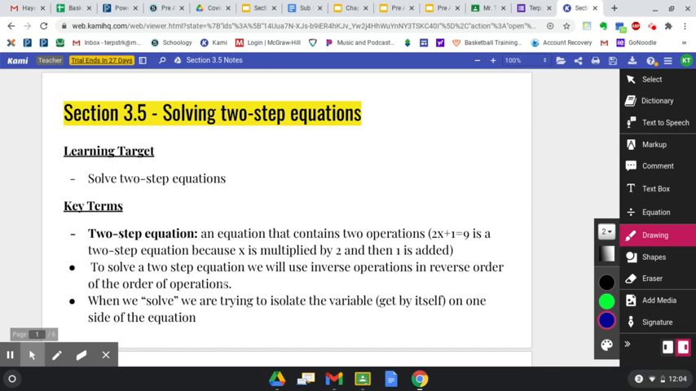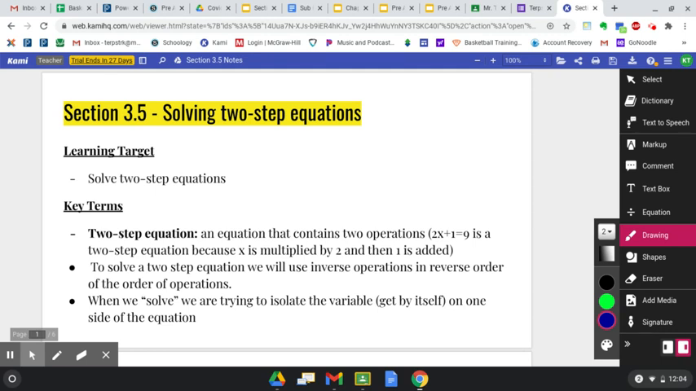All right, today we are going to start into section 3.5, solving two-step equations. We're going to break it down into two parts, the basic two-step equations, and then we'll add a little bit of difficulty as we go.